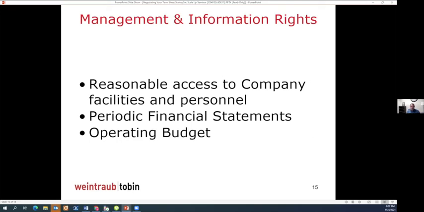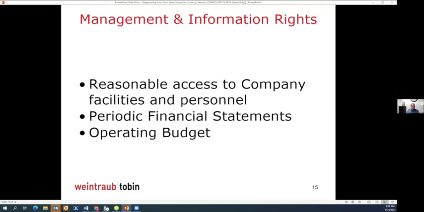So often people are negotiating for management and information rights. This is reasonable access to the company, facilities, and personnel, financial statements, maybe an operating budget. This can potentially be limited to specific investors, not necessarily the whole preferred shareholder group. But this gives investors access they may not otherwise have.